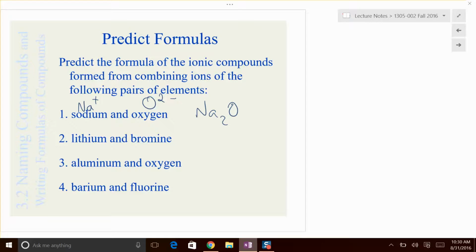Lithium. Li, what's its charge? Plus 1. Bromine, Br, what's its charge? Negative 1. Okay? It needs one more to get there. What is the resultant formula? LiBr. 1 and 1. I just need one of each, right? They balance each other. They always have to balance to 0.